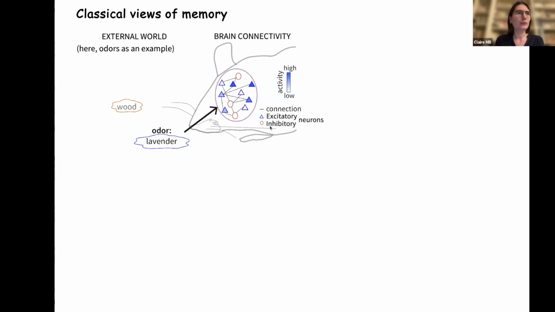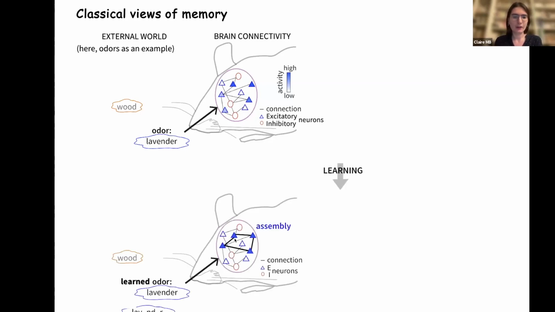Classical views suggest that when you memorize information, like for example, a particular smell, the connection between coactive excitatory neurons will strengthen. And so this subset of highly connected excitatory neurons will form an excitatory assembly. These learning-induced changes in connectivity will affect the dynamics and geometry of activity.